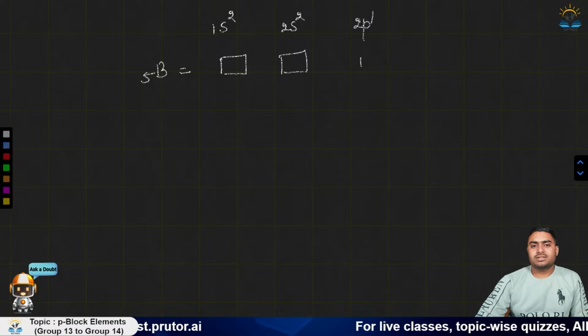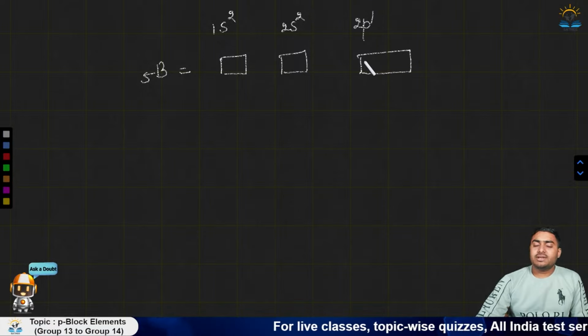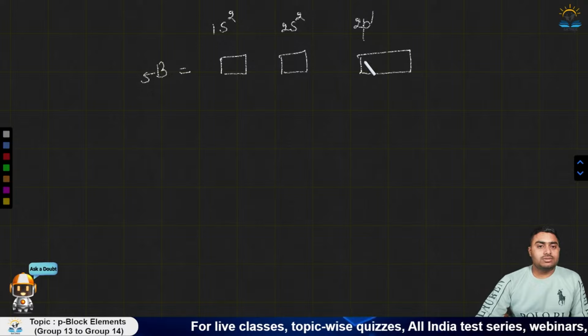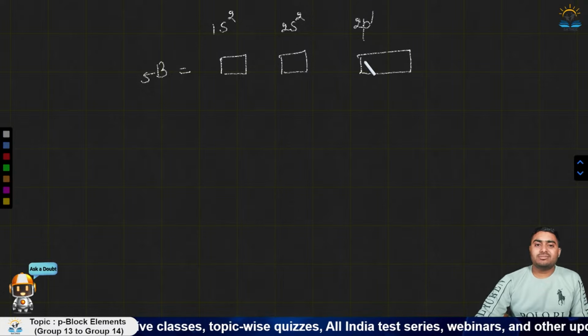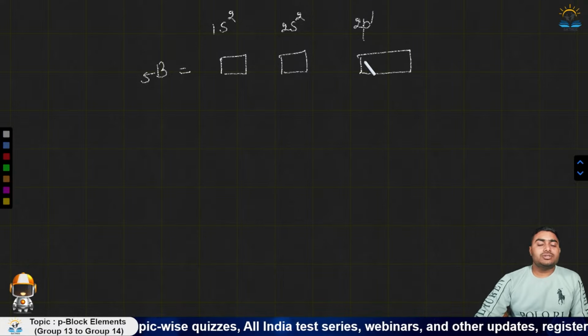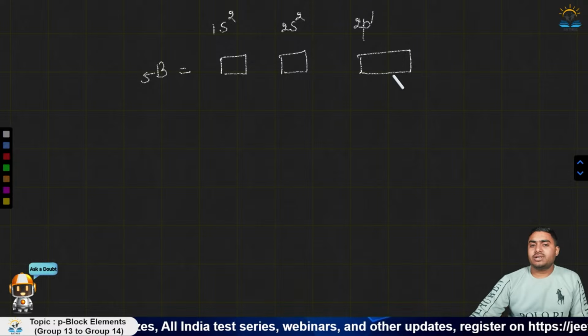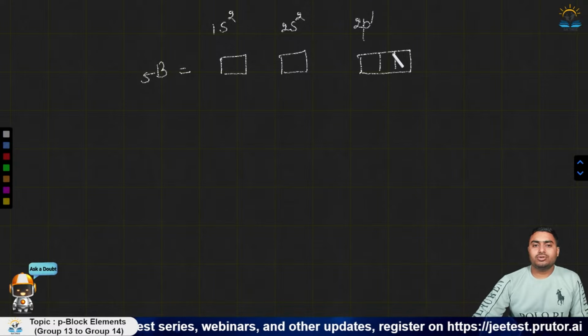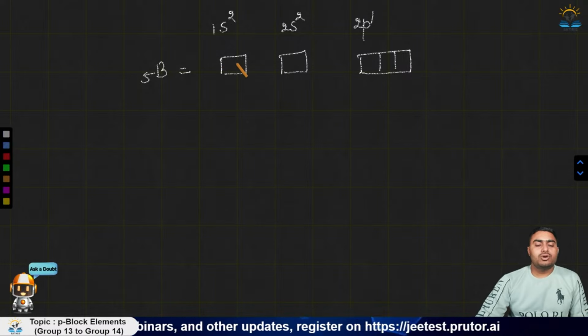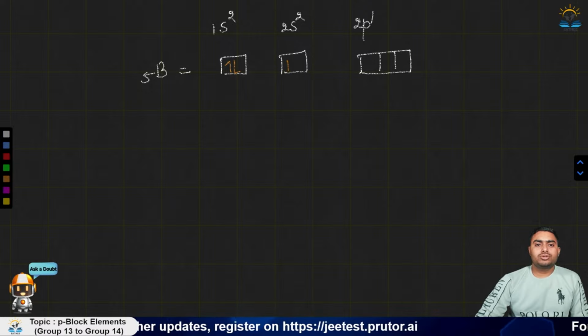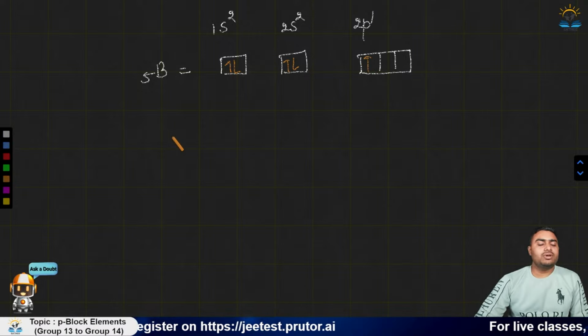This is 1s, this is 2s. As you know very well, 1s has only two electrons. 1s can occupy a maximum of two electrons. The 2s orbital can occupy a maximum of two electrons, right? And this is 2p. So let's fill the electrons: 1s2, 2s2, and 2p1.